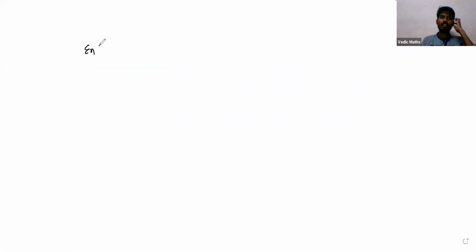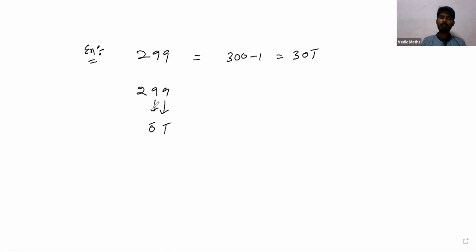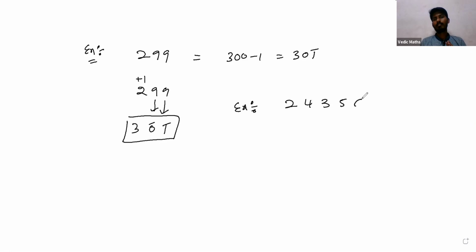Let me take another example here. 299 is there, so it is nearest to 300. So 300 minus 1 you can write as 301 bar, or else 299 is there. From 10, 1 bar; from 9, 0 bar; add 1, then you are getting this one. This is the one.